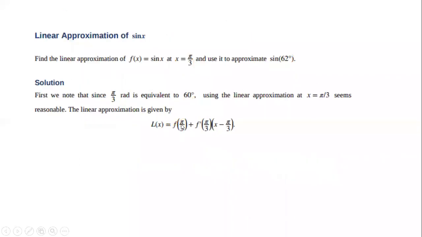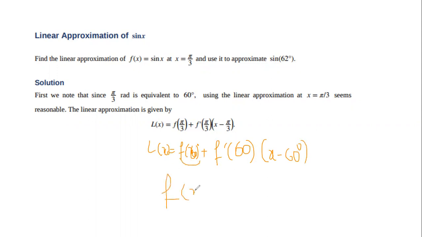I have to find f of this. Here f(x) equals sin x, so L(x) equals f of 60 degrees plus f derivative of 60 degrees times (x minus 60 degrees). For the function at 60 degrees, my primary function is f(x) equals sin x, and putting x equals 60 degrees, I find sin 60. Now for f derivative of x, I have to take the derivative of sin.